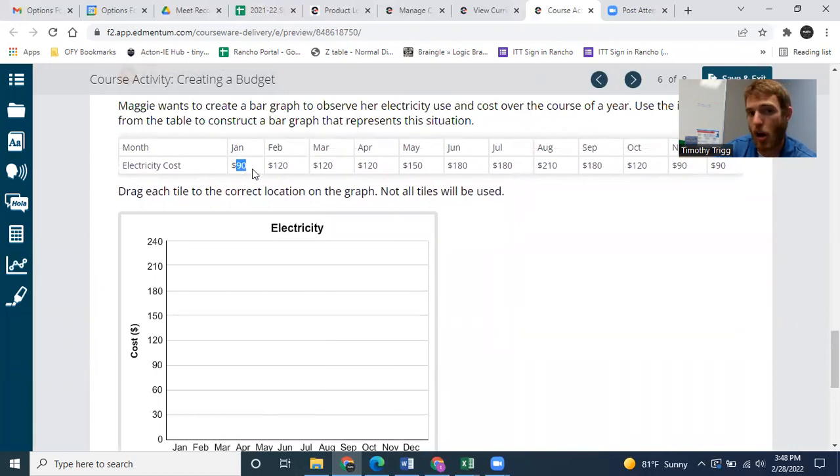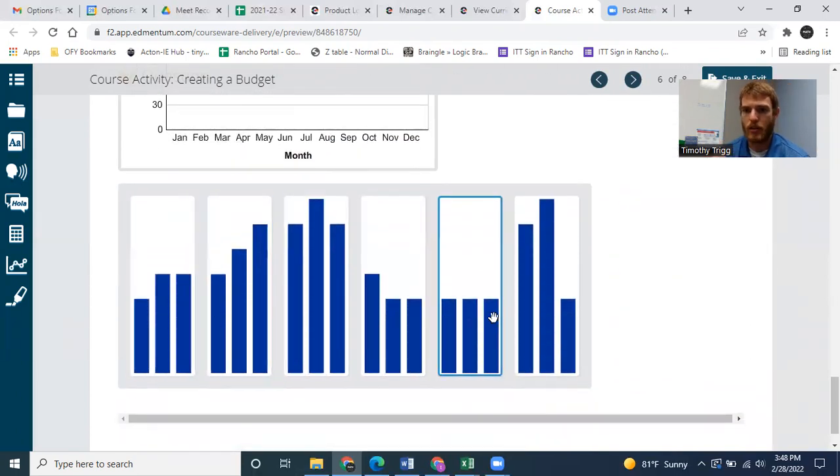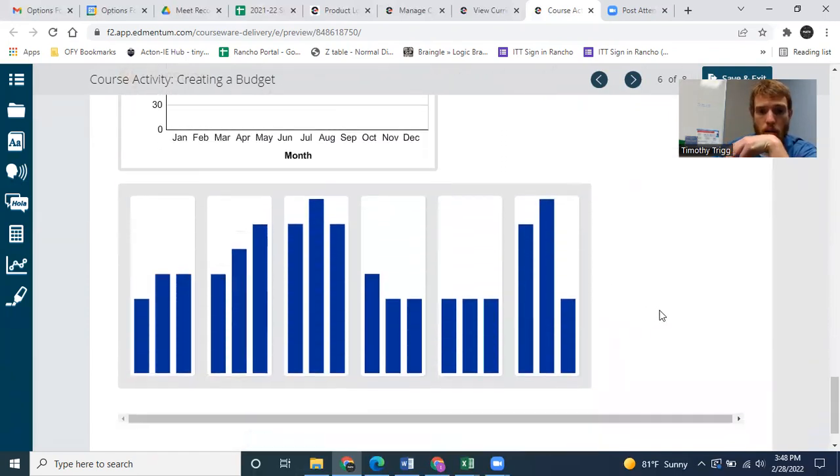So for January, $90 is what she pays for electricity. February is more expensive, 120. March and April are also 120. So for the first, these are kind of split into 3-month periods. So for the first 3 months, January, February, and March should be 90, then 120, then 120. Okay. So we're looking for a lower month, 90, and then 2 higher months that are the same.